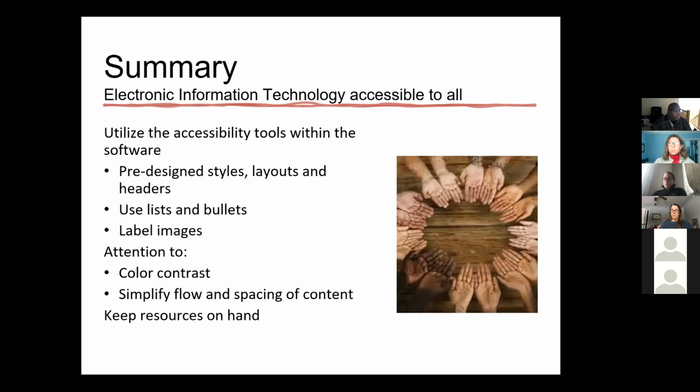All right. Electronic information technology must be accessible to all. Utilize the accessibility tools within the software. Again, emphasizing pre-designed styles, layouts, headers, lists and bullets, use labeled images, pay attention to color contrast, simplify flow and spacing of content, and keep resources on hand. I would say the biggest challenge with this is just having a general understanding. Once you have a general understanding of accessibility, pretty much everything will fall into place for you.